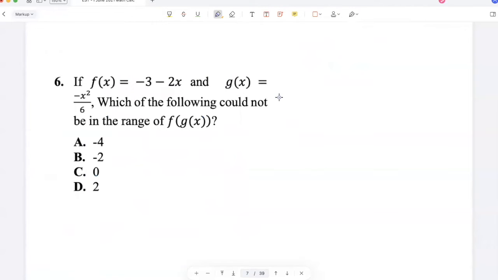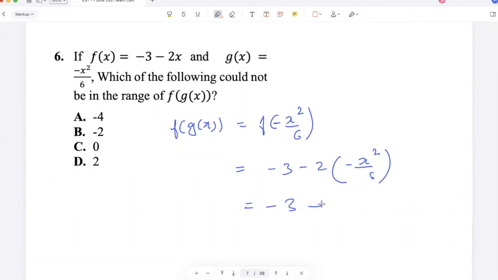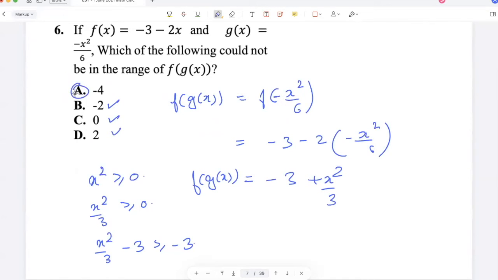So option D. If f(x) is this and g(x) is this, which of the following could not be in the range of f(g(x))? Okay, so f(g(x)) would be f of minus x squared by 6, which would be minus 3 minus 2 times minus x squared by 6, which would be minus 3 plus x squared by 3, right? So x squared is greater than or equal to 0. So x squared by 3 is greater than or equal to 0. So x squared by 3 minus 3 is greater than or equal to negative 3. So f(g(x)) should be greater than or equal to negative 3. So it can be negative 2, 0, and 2. It can't be negative 4. So A.